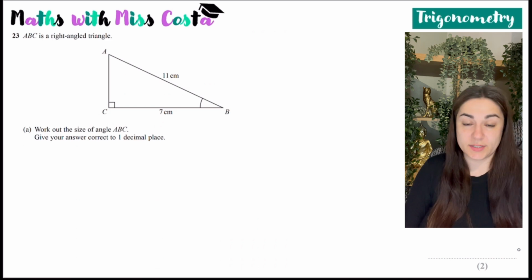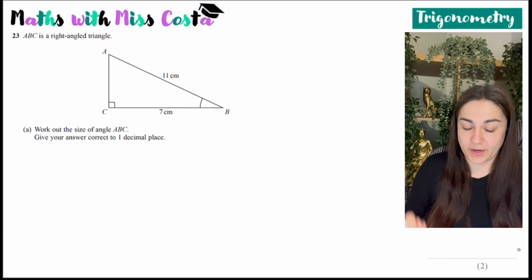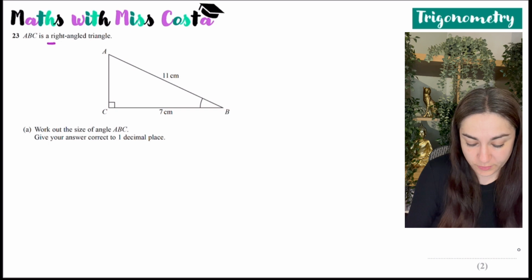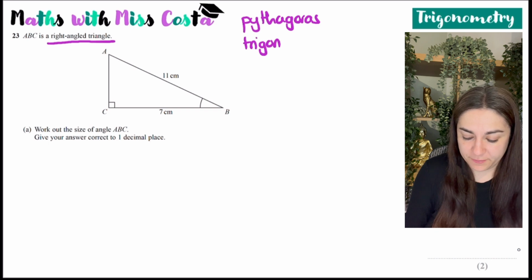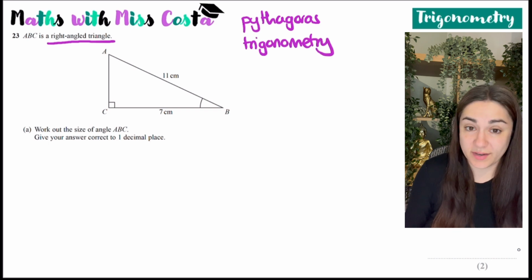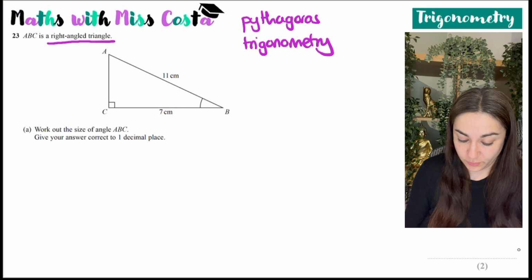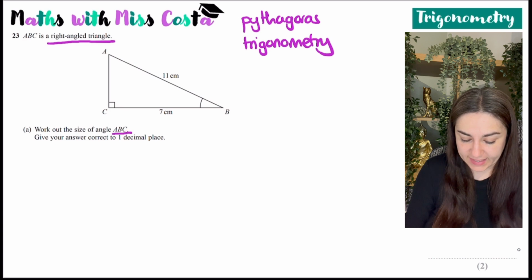Okay, next I've got a right-angled triangle. So whenever you're dealing with a right-angled triangle, you should just think to yourself, they're either going to want me to use Pythagoras or trigonometry. Now, if there's an angle involved, it's likely to be trigonometry. So I'm told here is a right angled triangle and I need to work out the size of angle ABC. So ABC would be this angle here.